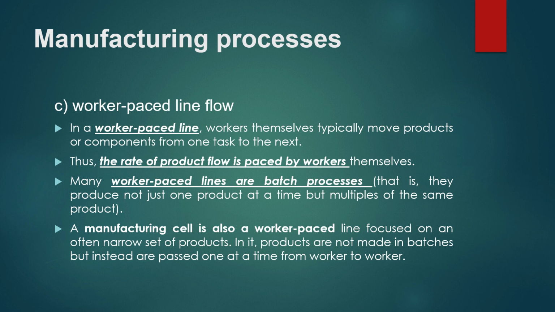The worker pace assembly line is characterized by the following. Number 1, the products manufactured are mostly standardized. Number 2, there is a clear process pattern. Number 3, specialized equipment is used. Number 4, the size of the operation is variable. Number 5, the process is work pace. And number 6, the type of layout used is line flow.